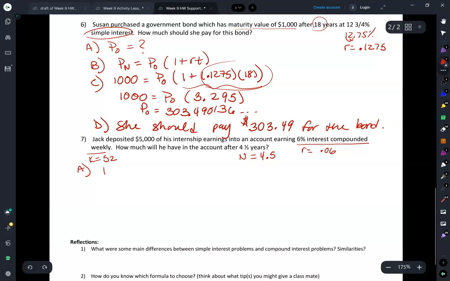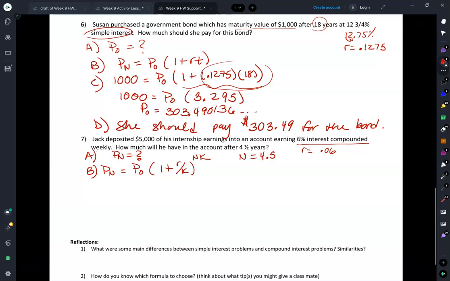So the formula we would use is the compound interest formula. P sub N equals P sub 0 times (1 plus R over K) to the NK. Oops, that's actually part B. A is, we are trying to find P sub N, which equals, we don't know. Okay, and our K was 52.